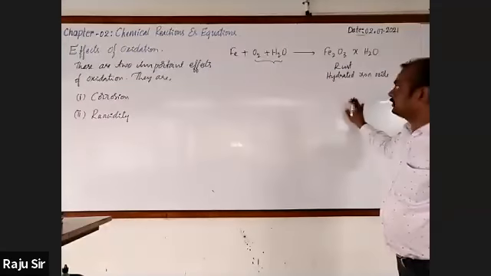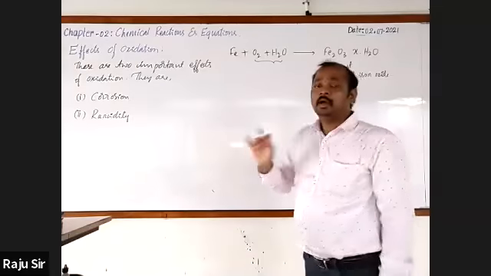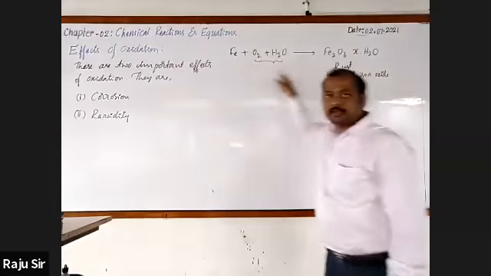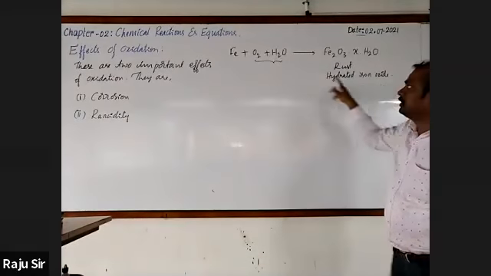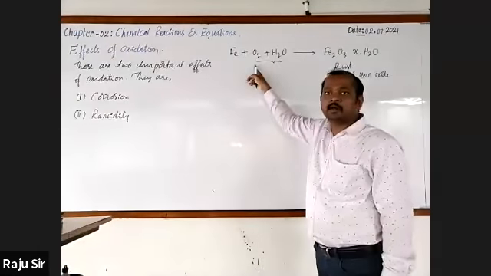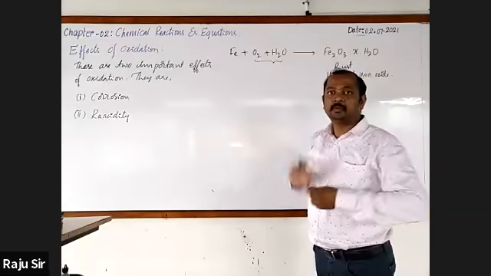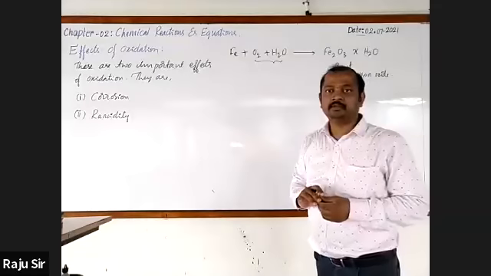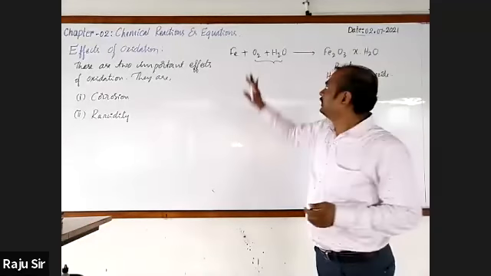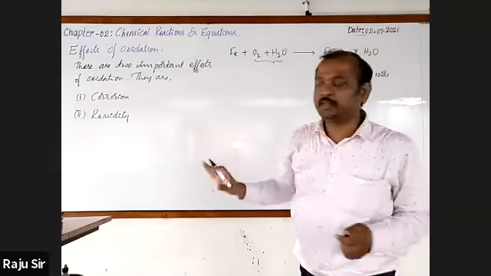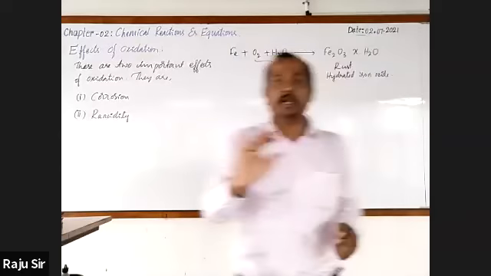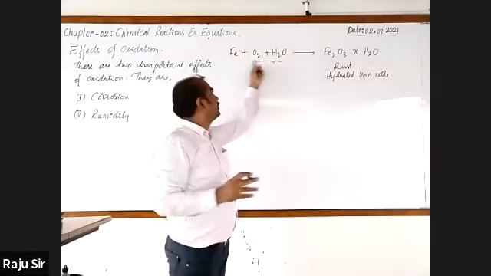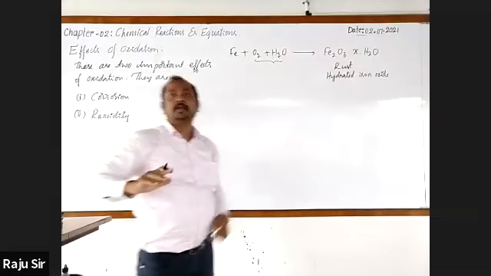Hydrated iron oxide. You must also know one more thing: iron undergoes corrosion, nothing but rusting, only in the presence of oxygen and water. Both should be there. If any one is not there, it does not get corroded. It does not react with oxygen directly, and it does not react with water directly. It will react only in the presence of both oxygen and water.